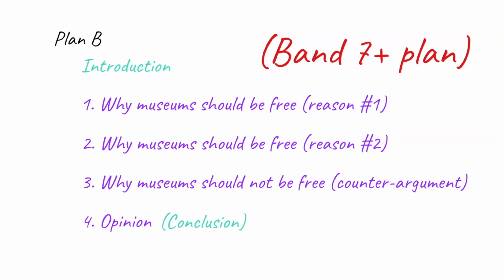It is clear from this plan that there are more reasons why museums should be free. The structure of the argument lets the reader guess that the writer's overall opinion is in support of free museums. So as you can see, it's not only the words which tell us the writer's opinion, but also the essay structure itself.